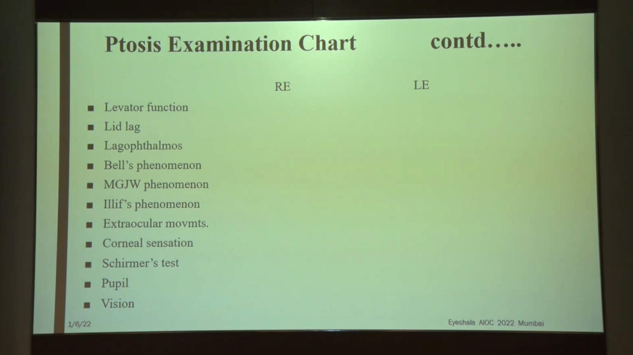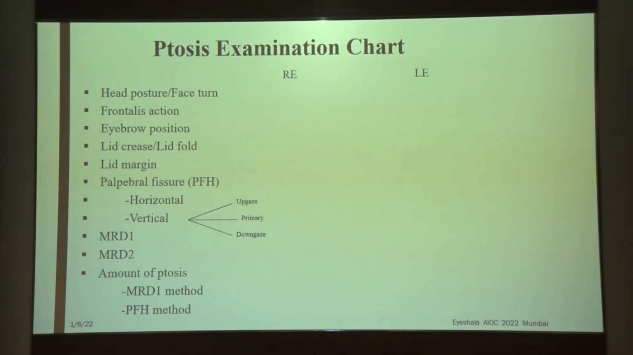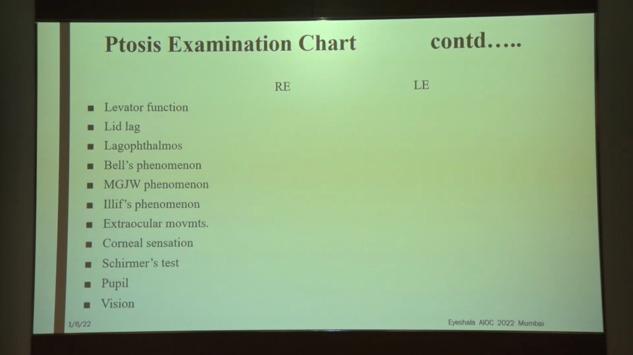Corneal sensation, again, both Schirmer's and corneal sensation for any neurological deficit on the cornea, or Schirmer's test for dry eye, because they are bad prognostic features. Pupil, again, whether it is mydriatic, it could be a third nerve palsy, miotic in Horner's syndrome. So you have to have a look at the pupil, and of course the vision. So as I told you, you can again look at this: head posture, frontalis, eyebrow, lid crease, lid margin, PFH, MRD1, the LF, then the three phenomena, three ancillary signs, and the pupil and the vision.